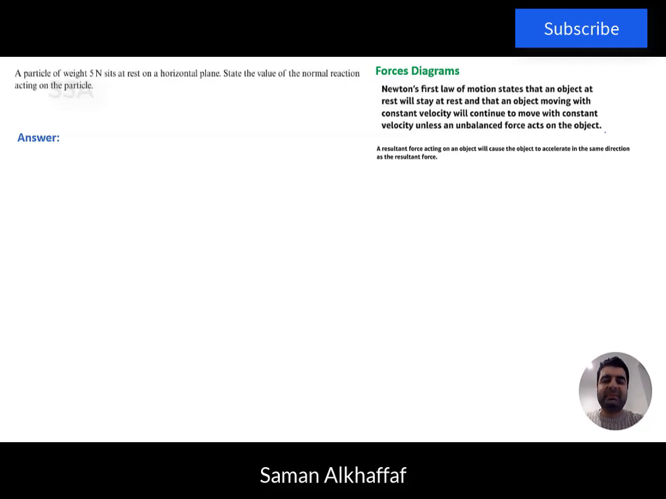In this example, a particle of weight 5 Newton sits at rest on a horizontal plane. State the value of the normal reaction acting on the particle. Since the weight sits on a horizontal plane and acts downward, the normal reaction will be equal to it, and because it's at rest, it will be equal to 5 Newton, acting in the opposite direction, which in this scenario is upward.